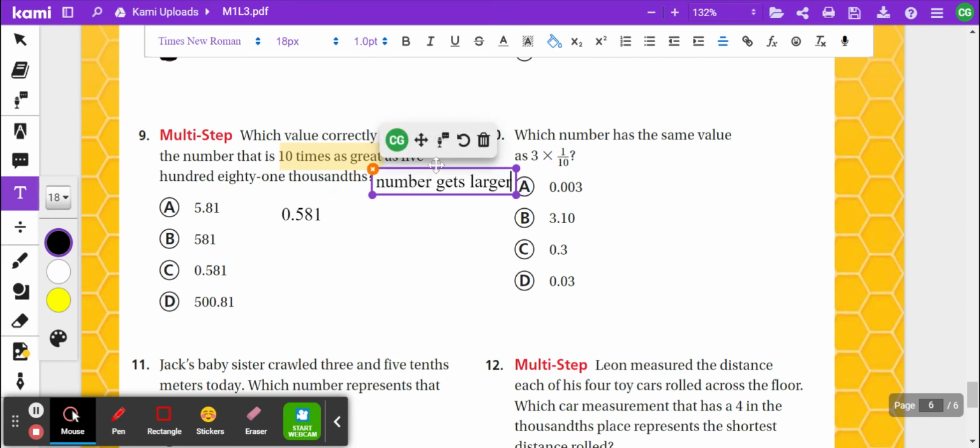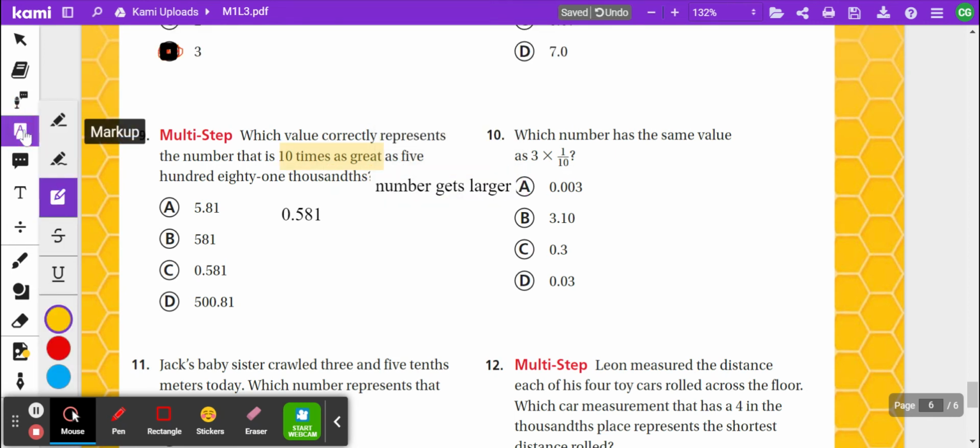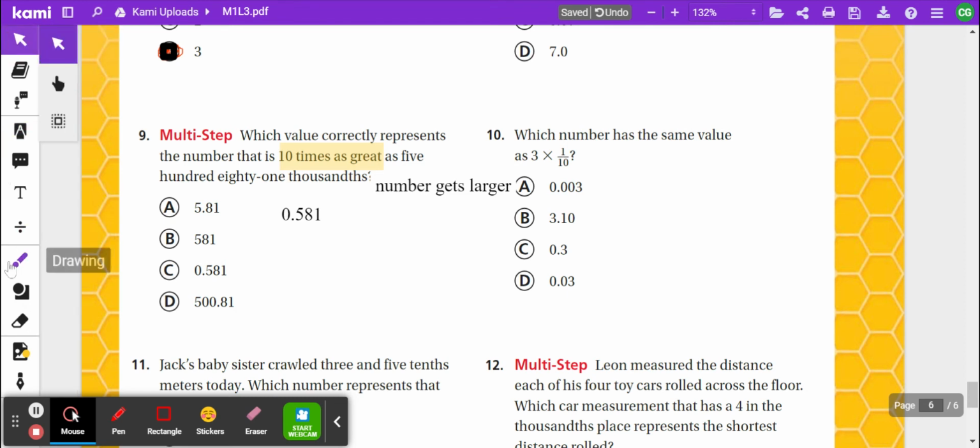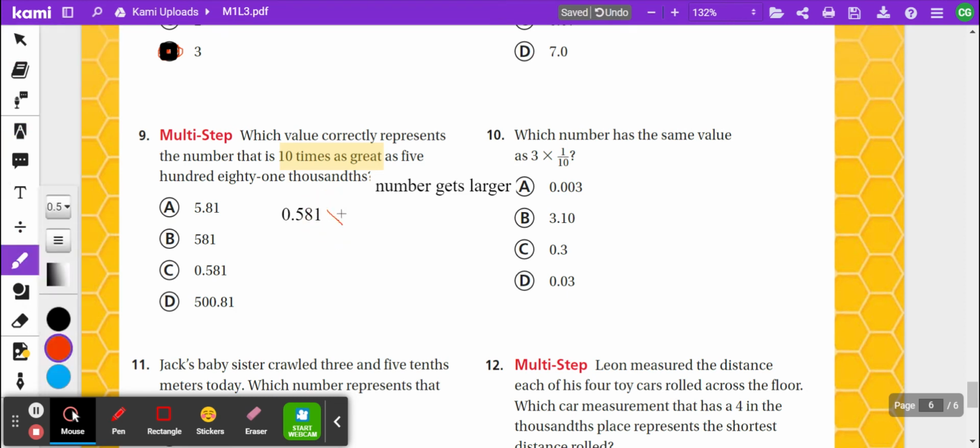So the number is going to get larger because we're doing 10 times as much, right? So that decimal is going to move over to the right. That didn't work out. Let me erase that part.